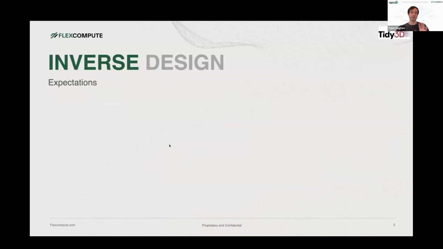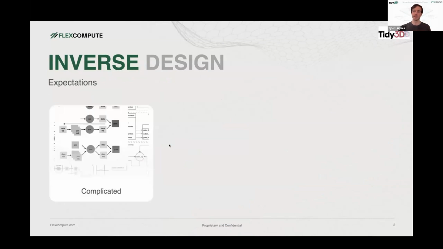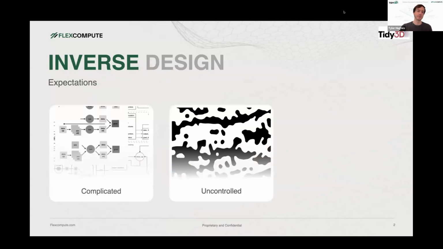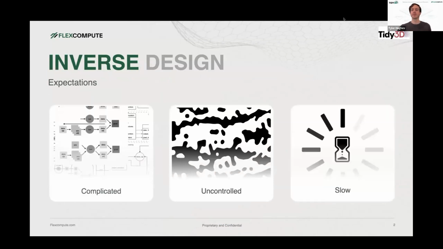Before I do this, I want to touch on a few connotations or expectations that people often have when they think about the term inverse design. People often think it's extremely complicated. They imagine there are all these algorithms, lots of mathematics involved, the adjoint method, and it's essentially very hard to get started with. People also think it creates devices that are kind of crazy looking, uncontrolled and unintuitive. And the last thing people think is that it's very slow typically. You have to have tons of FDTD simulations, and if you're doing large scale 3D problems, people often think it's infeasible.